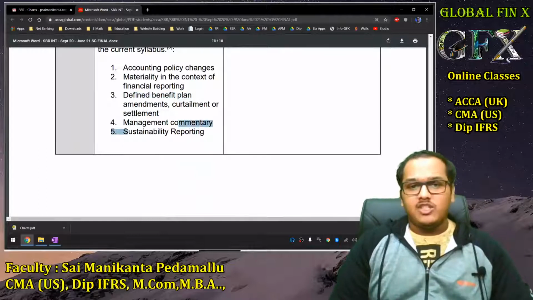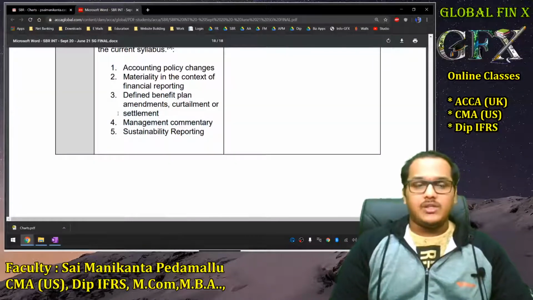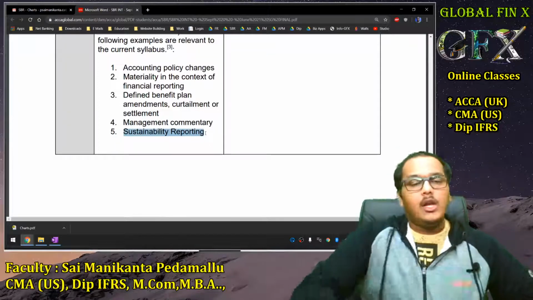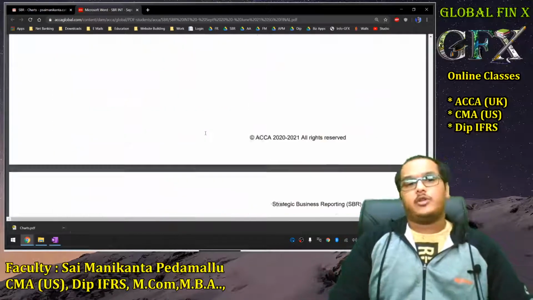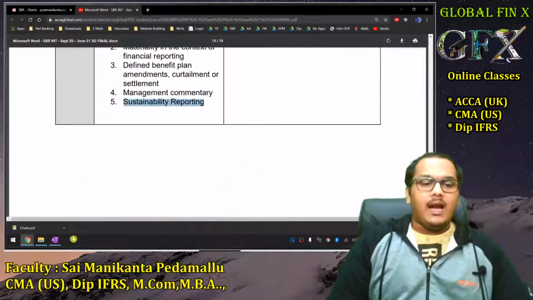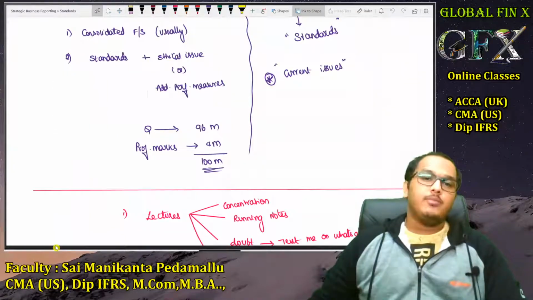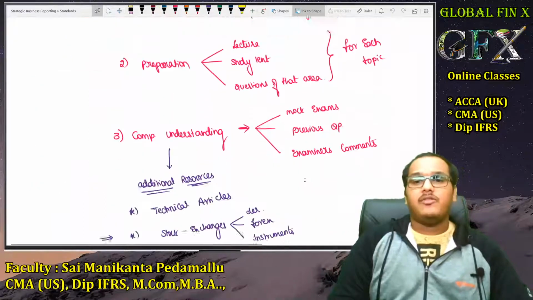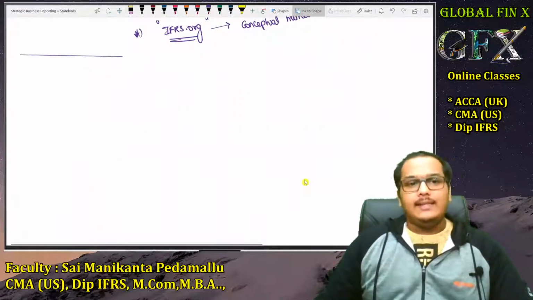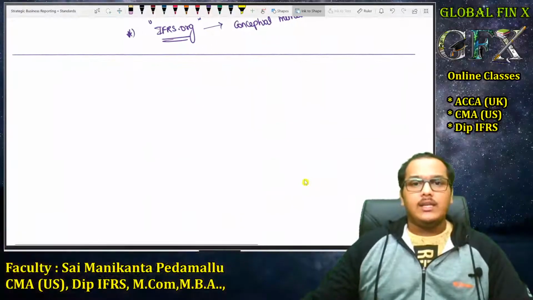benefits, management commentary, one of the technical articles which I have already discussed, and sustainability reporting, as I just told you, directly from the Global Reporting Initiative. You are expected to do that, right? These are the key areas of your syllabus. There are changes. And now I want to tell you one most important point that is relevant for students giving their exam in September 2019, December 2019.